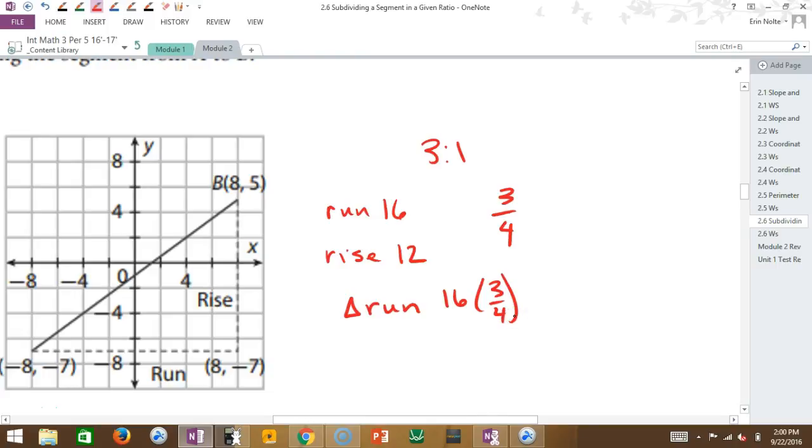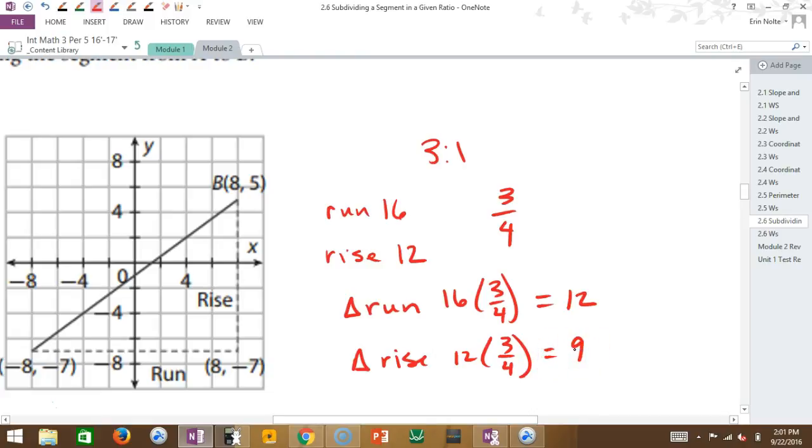So what is 16 times 3/4? What is 16 divided by 4? 4. And 4 times 3? 12. So that means I'm going to run 12. You see my little triangle? That's a symbol meaning change. Then for my change in my rise, I'm going to take my 12 and multiply by the ratio that I want. So what's 12 divided by 4? 3 times 3 is 9.